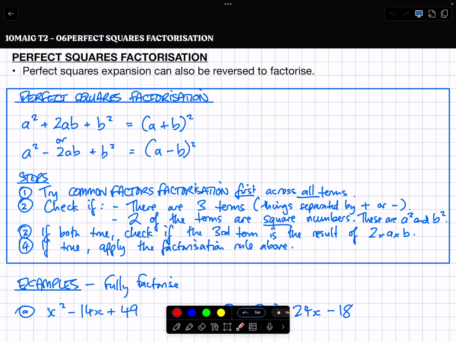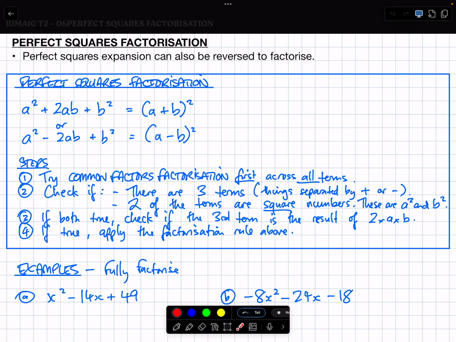So we started the idea of factorization, which was putting the brackets back. You'll notice that we're factorizing all of the expansion methods that we did before. So we went back and did common factors factorization. We did difference of two squares factorization today.